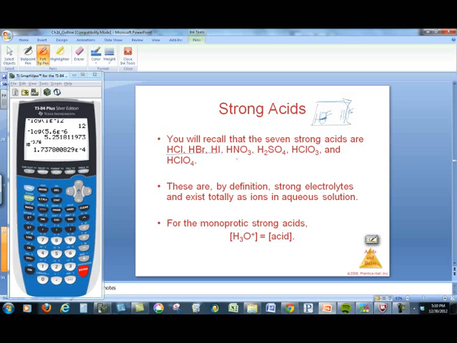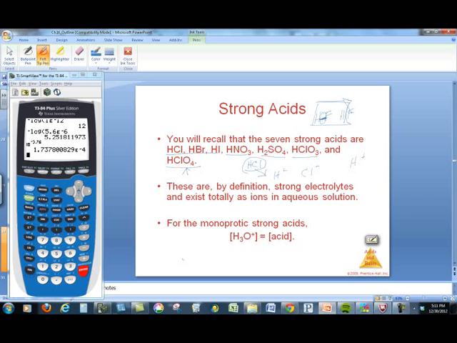The definition of a strong acid means that they completely ionize. So if I put HCl in water, all of it comes apart, and I end up with H plus and Cl minus. There'll be no HCl as a molecule left. Okay, so the others you're going to need to know are nitric acid, sulfuric acid, chloric acid, and perchloric acid. The strongest of all of these is perchloric acid. The more oxygens, the stronger. So these are by definition strong electrolytes because they break up into ions.